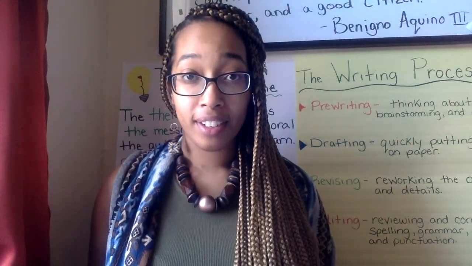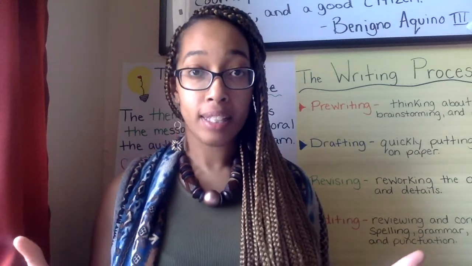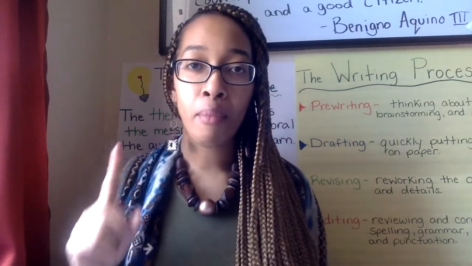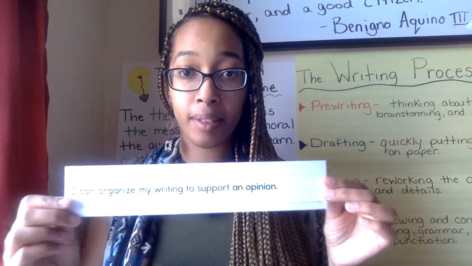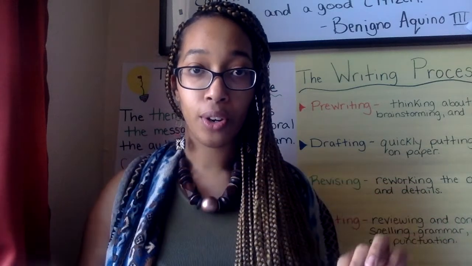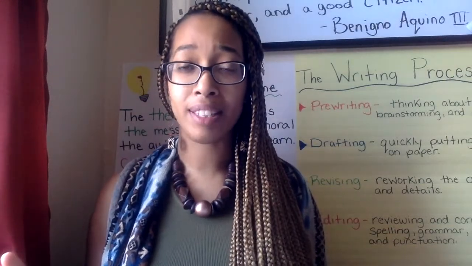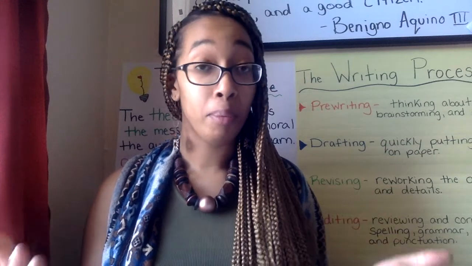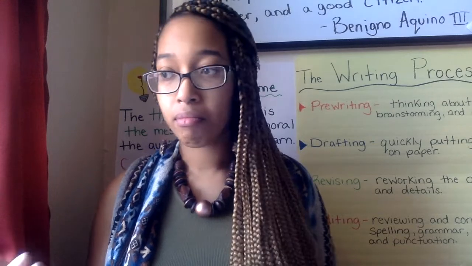Normally we just have one objective when we are doing our lessons. However, since we are doing the writing process, it is a process. Therefore, we're going to hit more than one objective in our lesson today. So our first objective is, I can organize my writing to support an opinion. For the second one, I can use reasons to support my opinion. So even though you have an opinion, you gotta use the text or the evidence from the text to help you or to help the reader understand how your opinion is valid or makes sense.